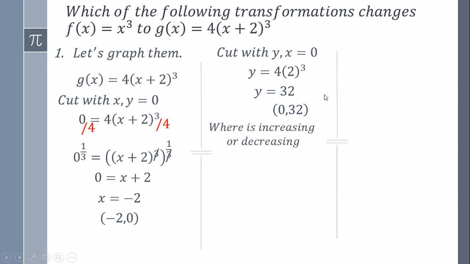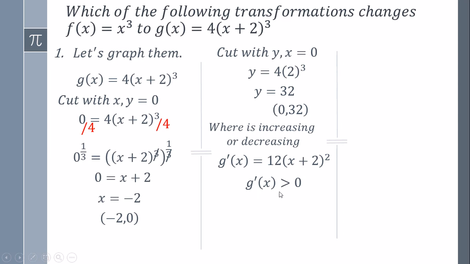So I'm going to figure out where it's increasing or decreasing. So this is the first derivative. 3 times 4 is 12, and 3 minus 1 is 2. And remember that we have to make the internal derivative, which is the derivative of x plus 2, which is 1. So it's going to be okay.